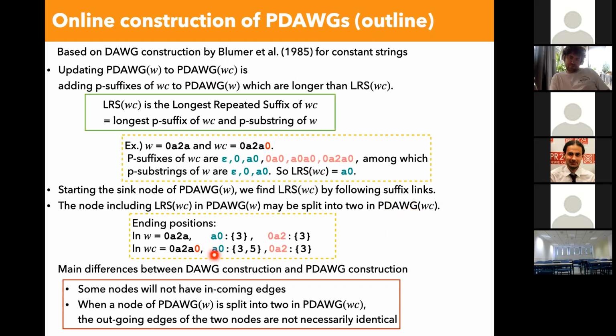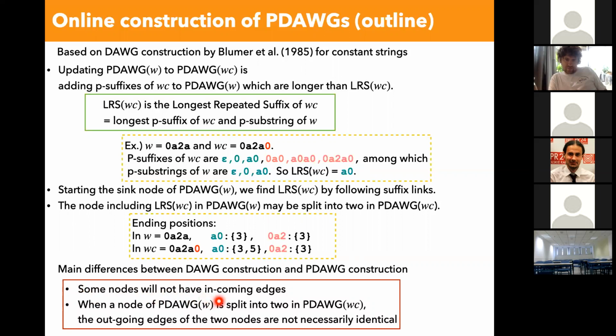For example, in this example, A0 and 0A2 share the same ending position set, so they are in the same node. But adding 0 here, A0 also ends at the very end, while this one doesn't end here. So this node, including those two, must be split. This outline is common to the usual DAWG construction, but there are some differences.